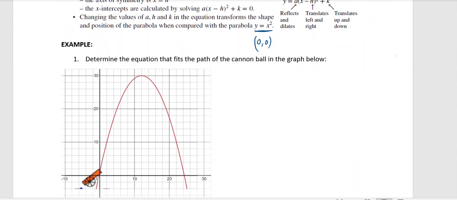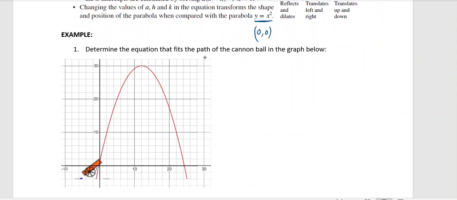So knowing all that, let's try and determine the equation that fits the path of the cannonball in the graph below. The first thing we'll do is look for the turning point, the h and the k, and work out the actual coordinate. So the h for that, how far across is it? Let's be careful with our scales here. It's 10 here, it's 20 here, so we're going 12, 14, 16, 18. So it's right here on 12, so h is 12. Our k is how far it's been translated upwards, and it's been translated upwards by 30.